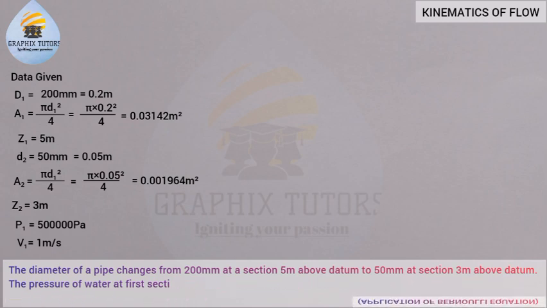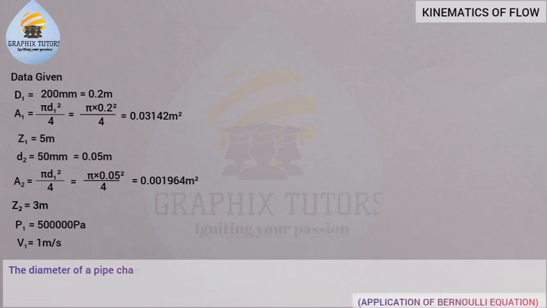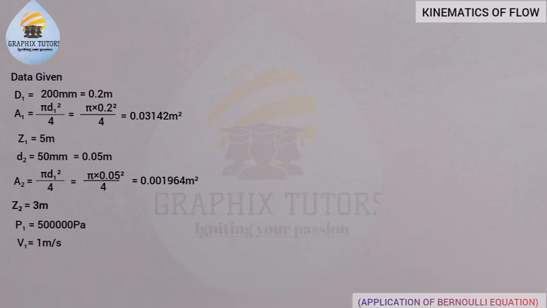Determine the intensity of pressure at the second section. Now we are told to determine the intensity of pressure at the second section, which is what? P2. We're looking for it. Now, since V2 is not given here, we need to look for V2 also. So we say V2 here is also what? Unknown. Now, this is the parameter that we have in this question, right?